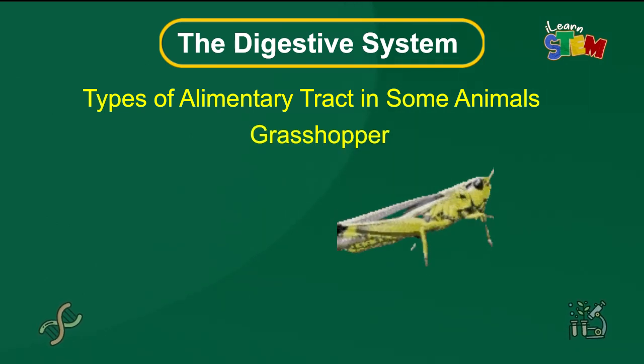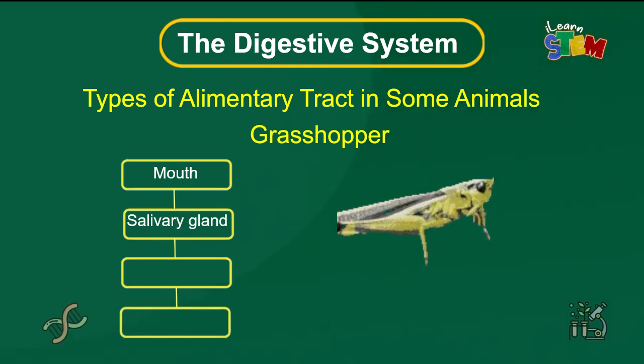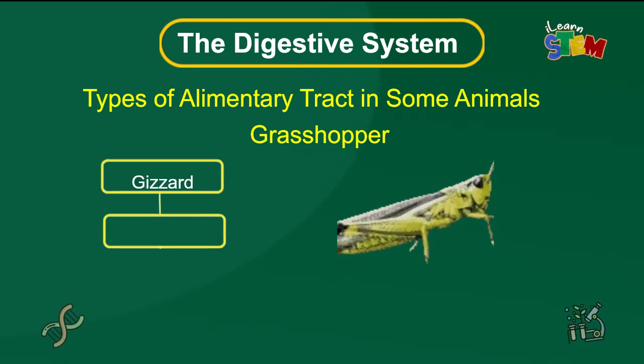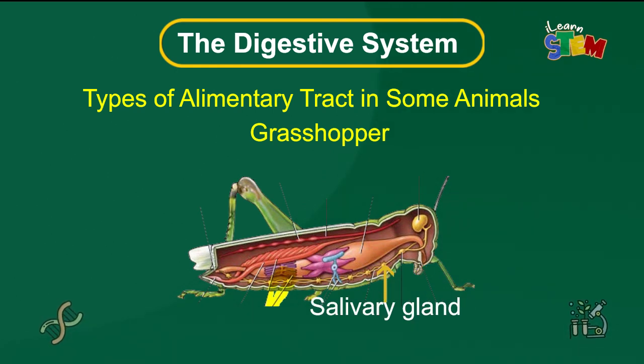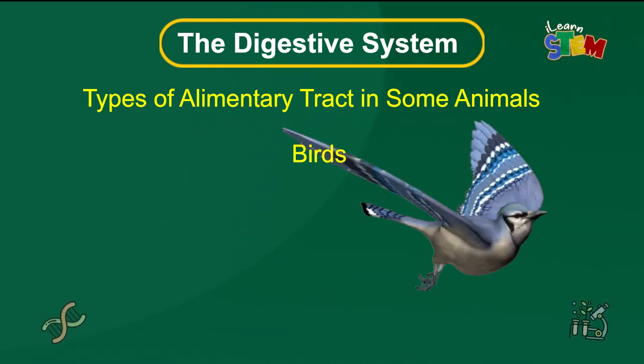The alimentary tract of a grasshopper includes the mouth, salivary glands, esophagus, crop, gizzard, and anus. The mouth cuts and grinds food, while the salivary gland releases enzymes for digestion. The food passes through the esophagus, then is stored in the crop, ground in the gizzard, and waste exits through the anus. We will look at the alimentary tract of birds.